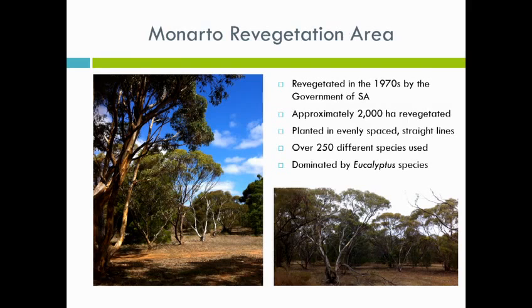So as I was saying, I'm working at the Monarto revegetation area. So this area was revegetated in the 1970s by the Government of South Australia. It's the largest revegetation project in the state, so it's about 2,000 hectares in size, and it was planted in evenly spaced straight lines, and those are about 4 to 6 metres apart. So as you can see here, the planting arrangement is still pretty obvious. Those lines are still quite evident. So there was over 250 different species used in this site. A lot of those were Western Australian species, but overall the plantings are dominated by Eucalyptus.